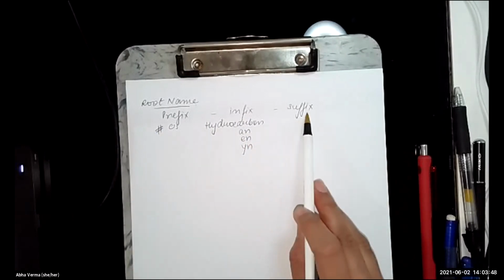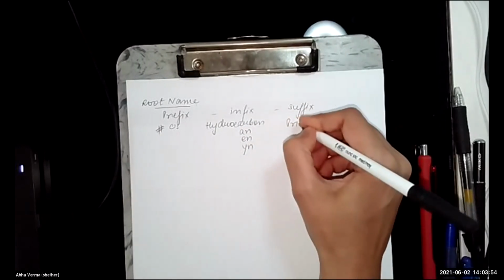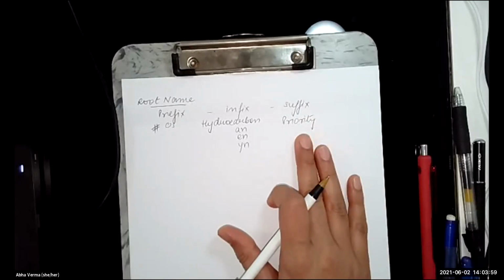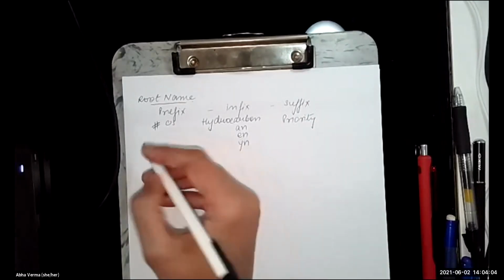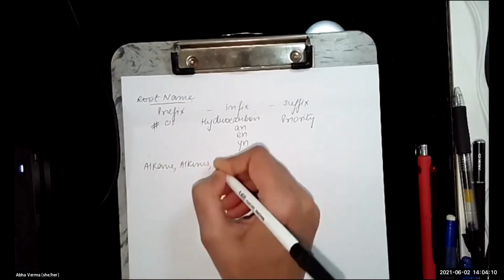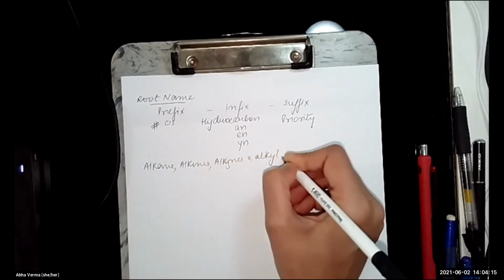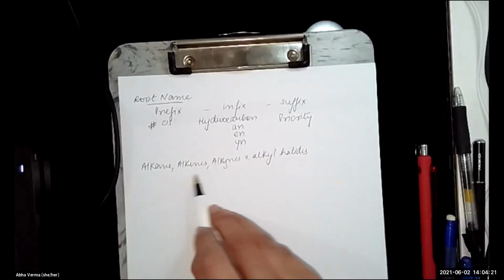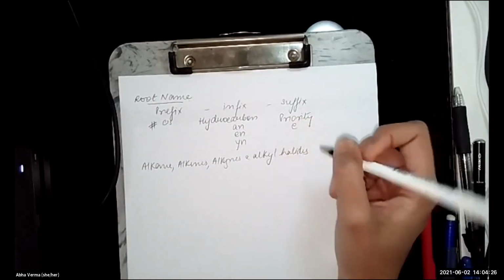And then in that root name, we will have a suffix. Suffix indicates the priority functional group in your structure. Generally, if there is no other priority, the alkanes, alkenes, alkynes, and the alkyl halides that we are going to look at, all of these 4 things, their root name always have the suffix of e.